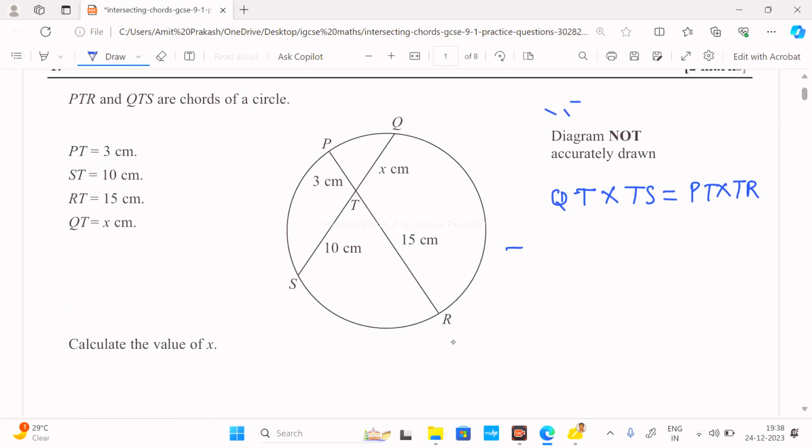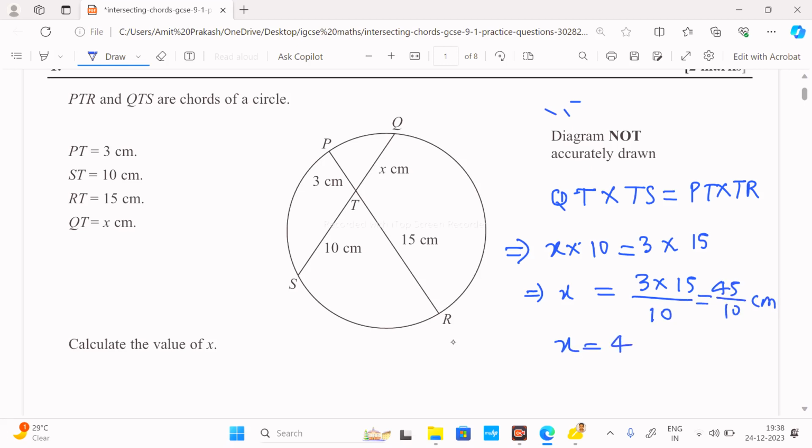PT into TR. And what is QT? QT is x, and TS is 10 centimeter, PT is 3 centimeter, and TR is given as 15 centimeter. So x equals, by linear equation in x, 3 into 15 upon 10, and this becomes 45 upon 10 centimeter, so x equals 4.5 centimeter. Thus we have found the length of QT equals x. We have used here the chord intersecting theorem.